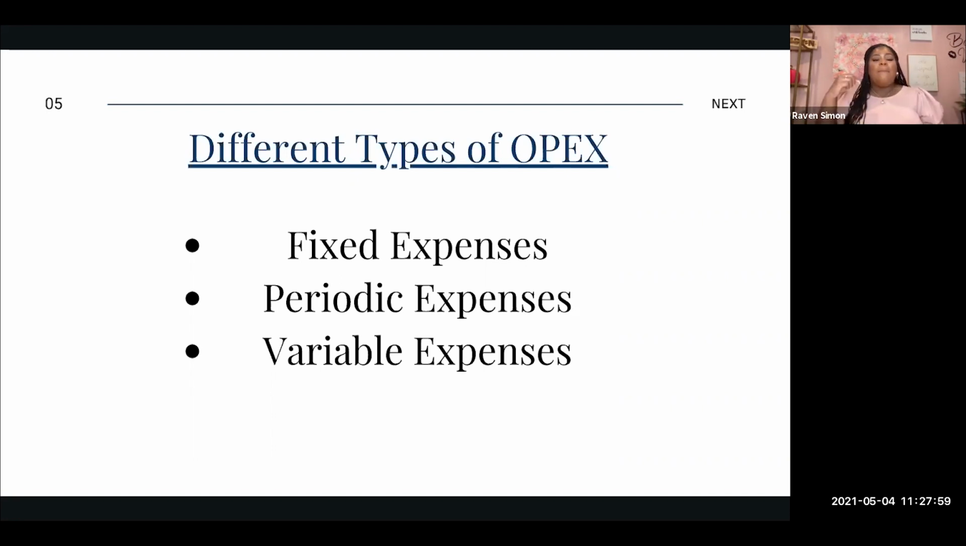So that way I'm basically recuperating my costs based off of my pricing, which is another reason why you need to know your OPEX. You need to know your expenses, because then how do you know how to price? You could actually be losing money if you're not pricing the right way.